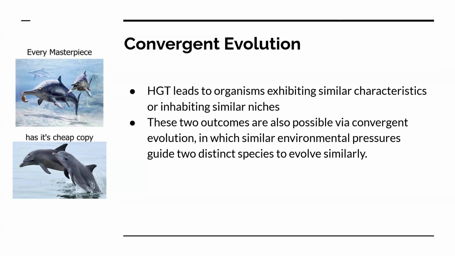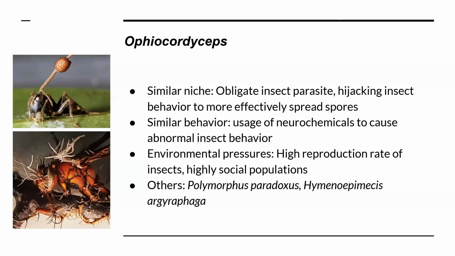So what I'm going to do first is show you a couple examples of some other species that use biochemical means of controlling a host as a parasite. So firstly, we've talked about this one, is Ophiocordyceps. It's your zombie ant fungus. And much like Massospora, it is an obligate insect parasite, and it hijacks the insect's behavior in order to spread its spores more effectively. The usage of neurochemicals to cause abnormal insect behavior shows that this is a viable strategy. This is being done in other places in the wild, which suggests that convergent evolution may be a way in which Massospora came about having these different chemicals.